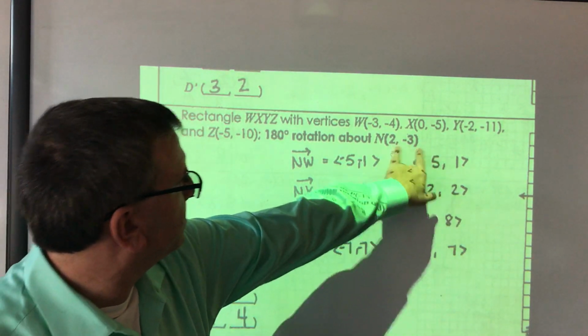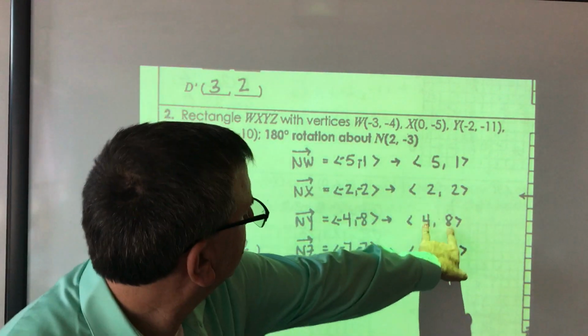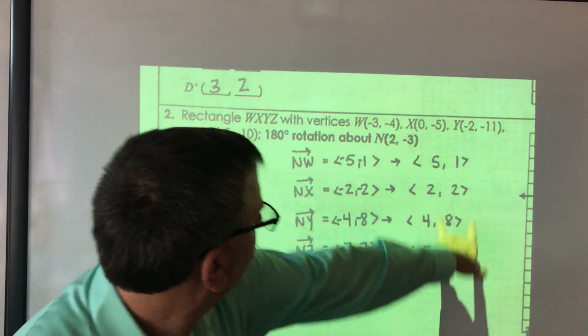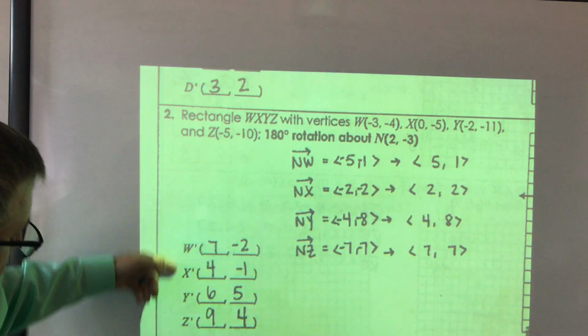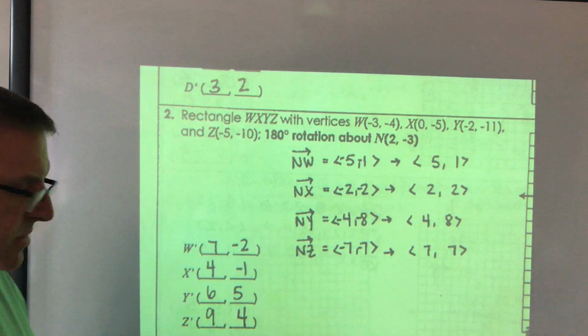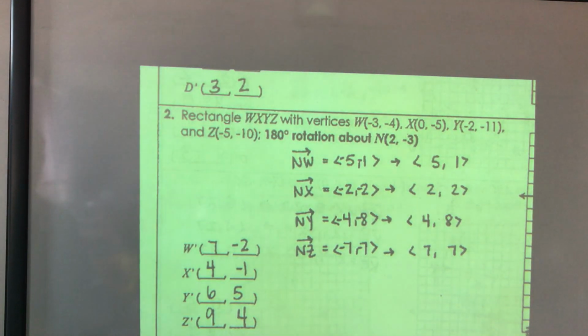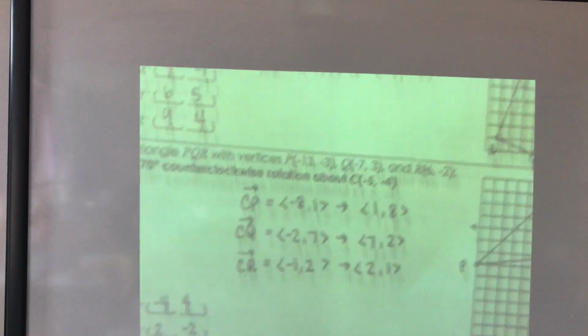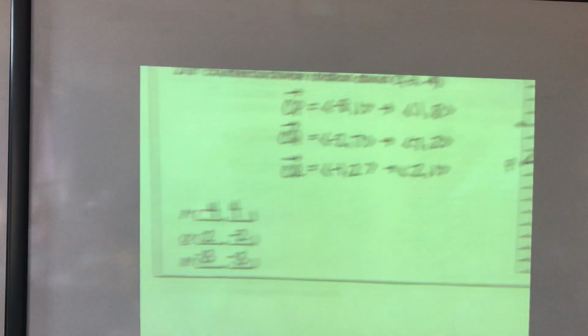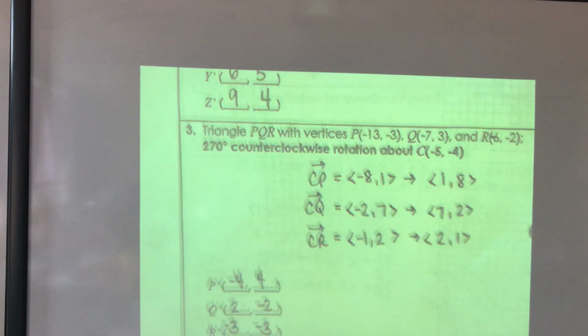And so then I just apply that all the way down to get my image, my W prime, X prime, Y prime, Z prime. Any questions on that? Stop me if I need to. If not, then let's go to number 3. And this will be our last example because this shows every single possible one you can see.